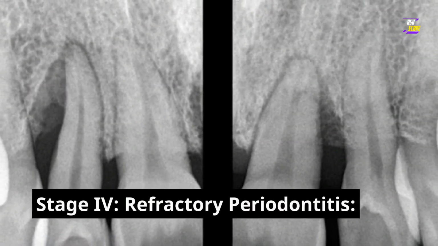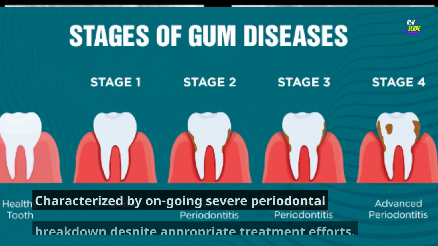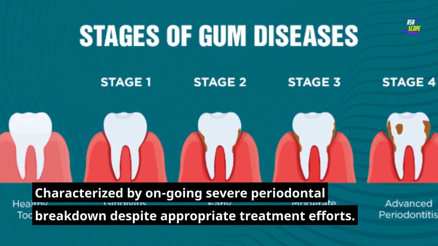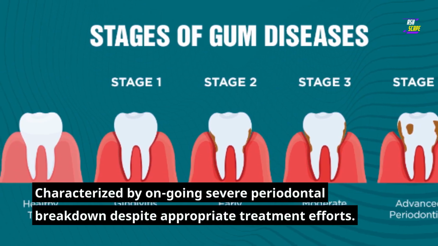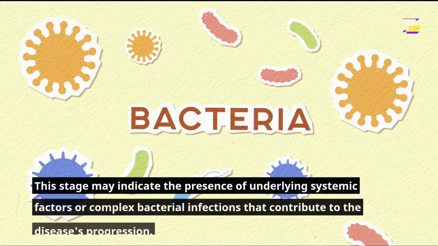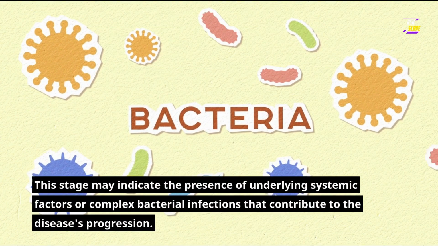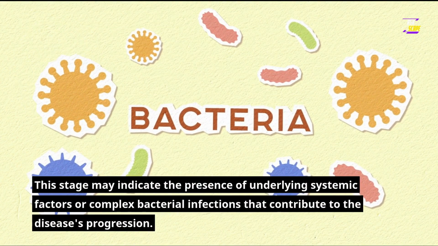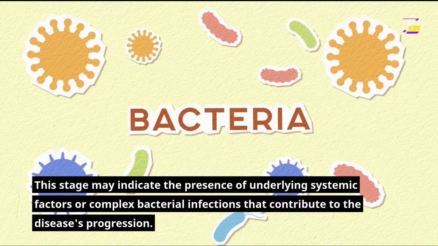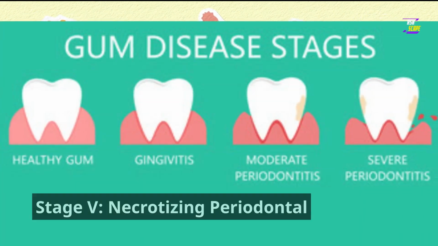Stage IV, refractory periodontitis. Characterized by ongoing severe periodontal breakdown despite appropriate treatment efforts. This stage may indicate the presence of underlying systemic factors or complex bacterial infections that contribute to the disease's progression.